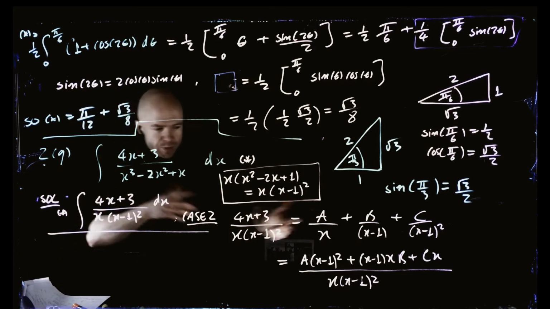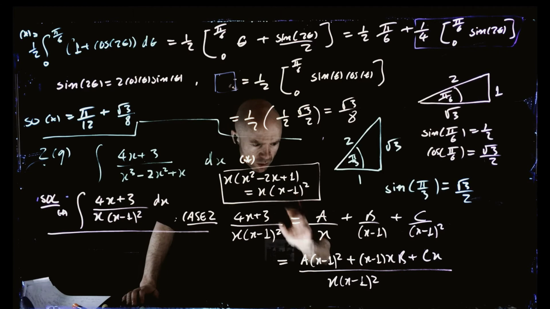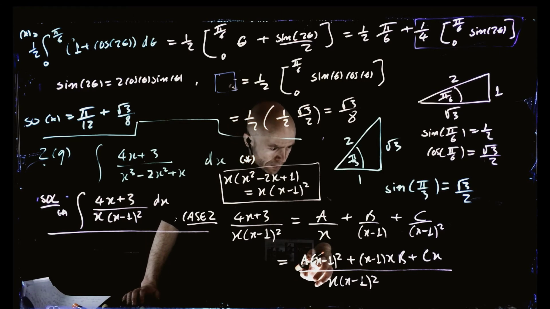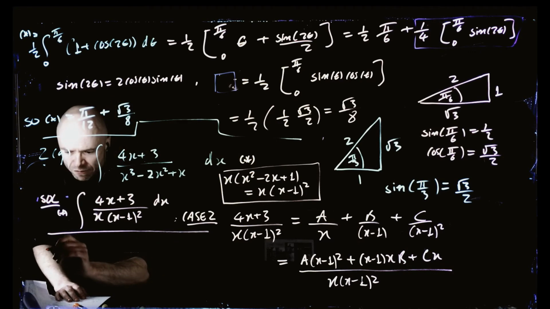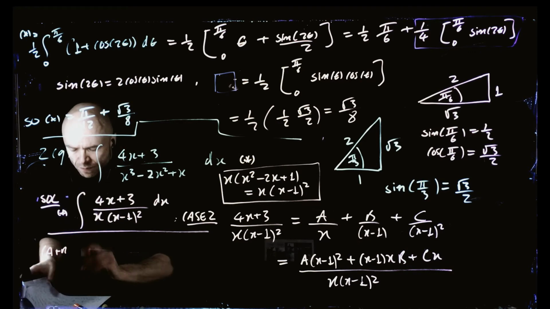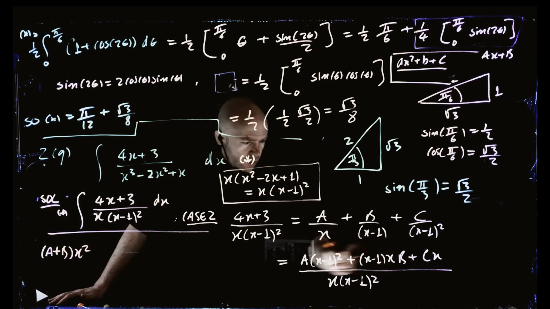I'm running out of space, so I'm going to try and do this all in one go. So what's the x squared stuff we pick up? We're going to have an x squared from here, an x squared from here, and that's the only thing. So we're going to have a plus b, x squared. That's the only x squared we see here.